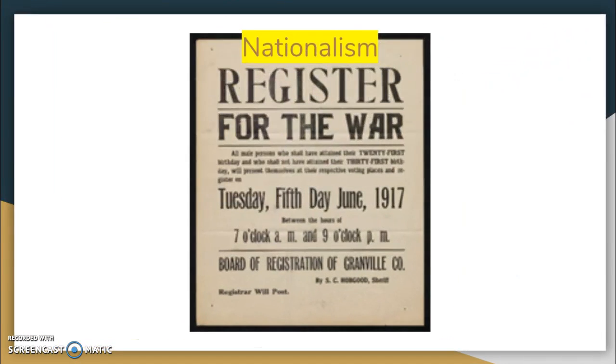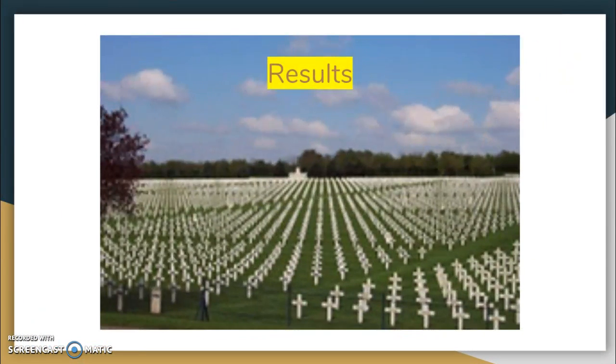The last of our main causes includes nationalism. Countries were fueled to prove themselves as the stronger, more impressive countries through the use of war. All these put together create what was known as the war to end all wars.